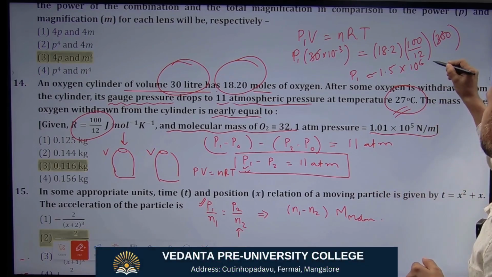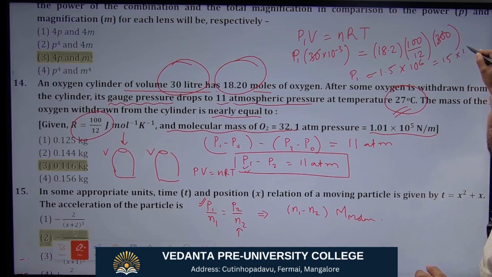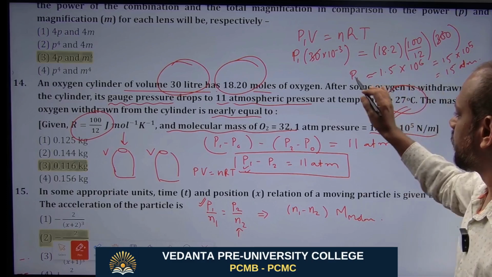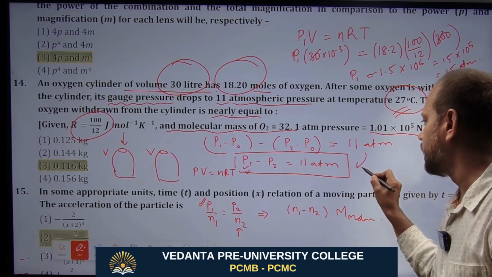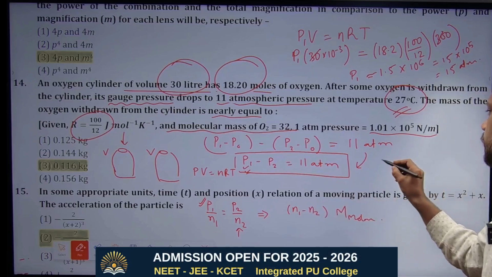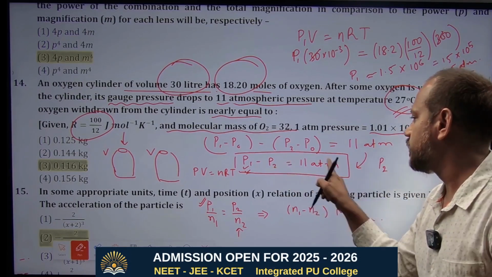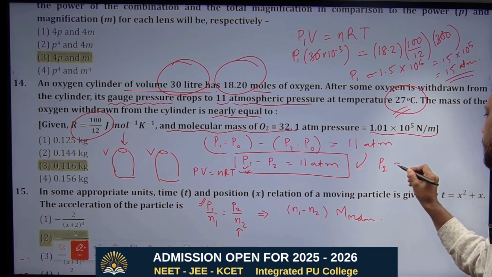Which you can write in terms of atmospheric pressure. That will be great. So you take 10 to the power 5 here, you'll get 15 into 10 to the power 5. That much, right? So 15 into 10 to the power 5 can be written as 15 atm. No big deal, right? So now P1 is 15 atm. If P1 is 15 atm, let's come back here, we'll get P2. P2, which is P1 minus 11 atm, will come as 4 atm.